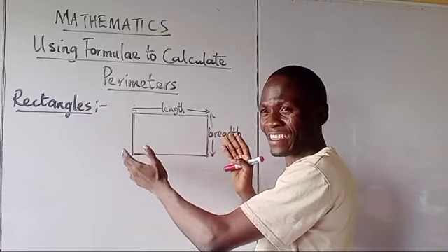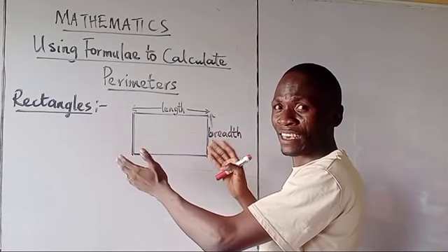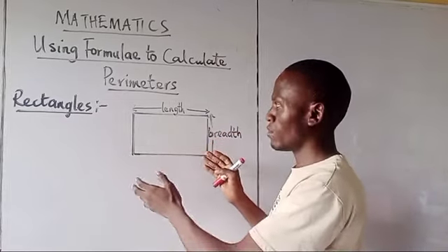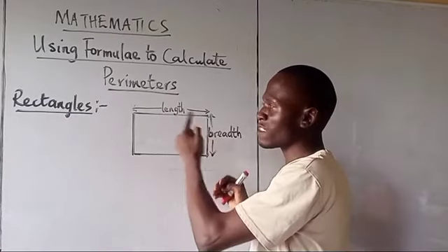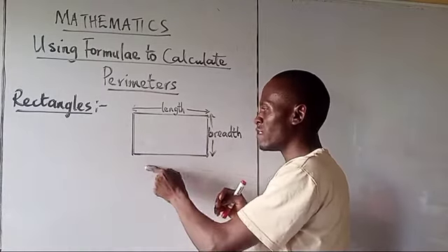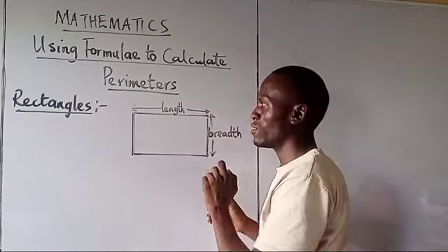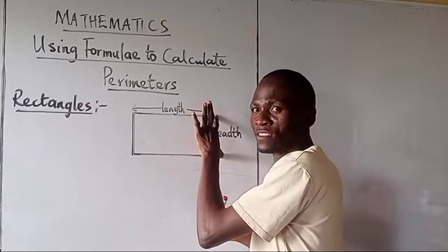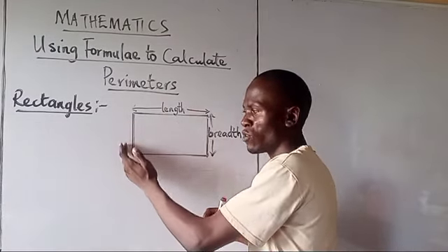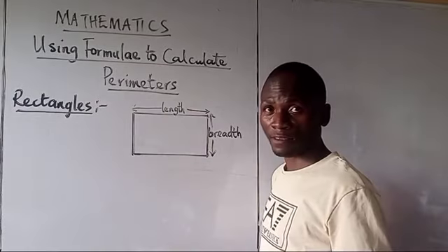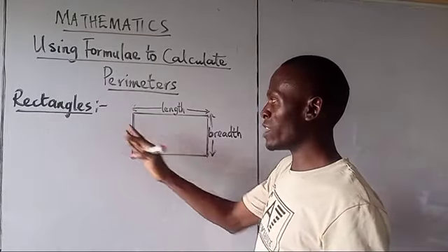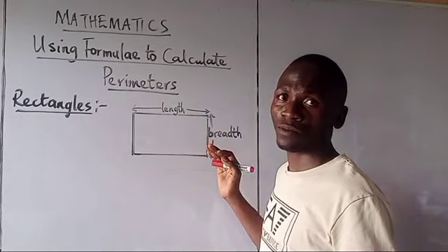That is the case we are having in a rectangle, where this side is expected to be equal to this side, and this side is expected to be equal to this side. So if this place is referred to as our breadth, so long as it is equal to this place, this is also our breadth. So this value here is supposed to be equal to this value.